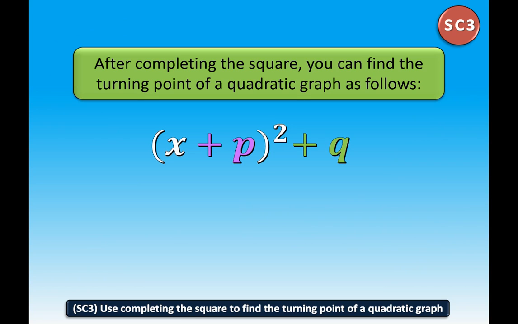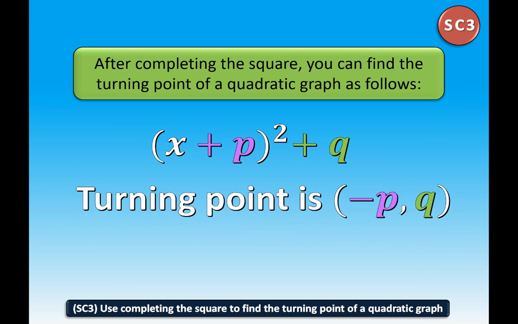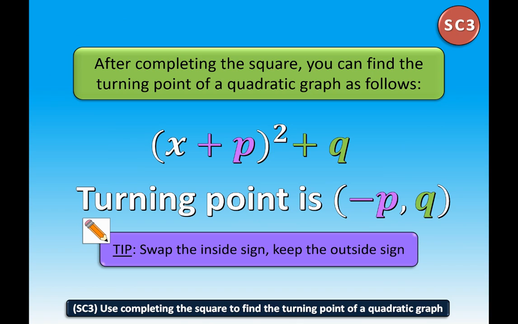So after completing the square, you can find the turning point of a quadratic. Because the number inside the brackets, you'll need to change the sign, and that's the x-coordinate of the turning point. And the number on the outside of the bracket, you leave the sign as it is, and that's the y-coordinate of the turning point. So we swap the sign for the number inside the bracket, but we keep the sign for the number outside the bracket.